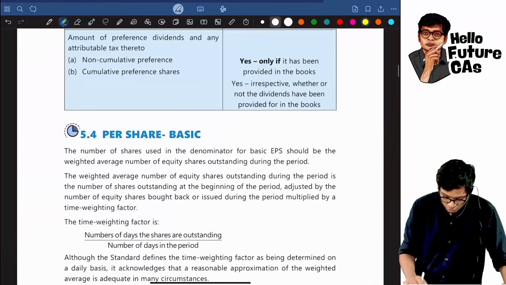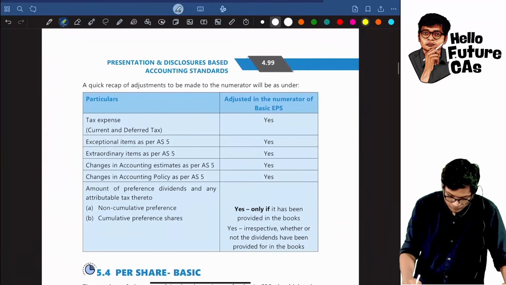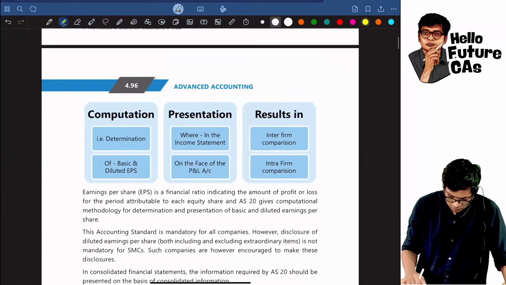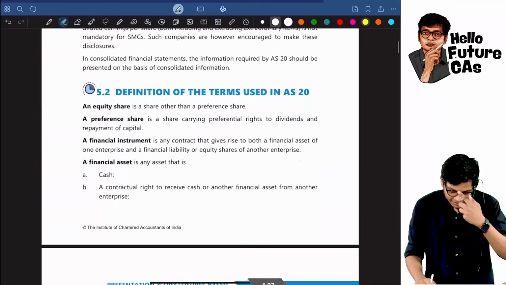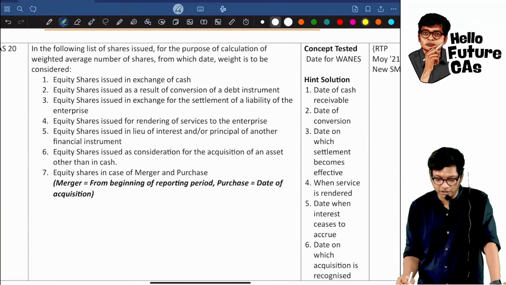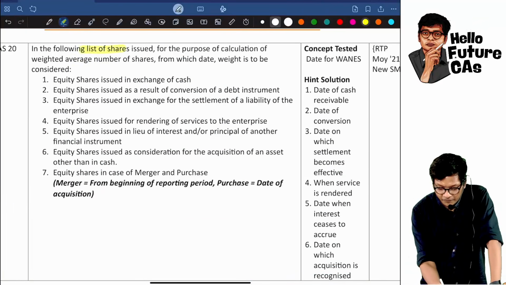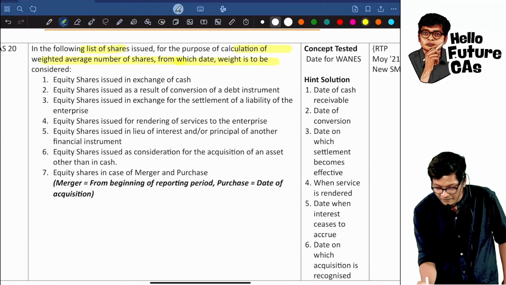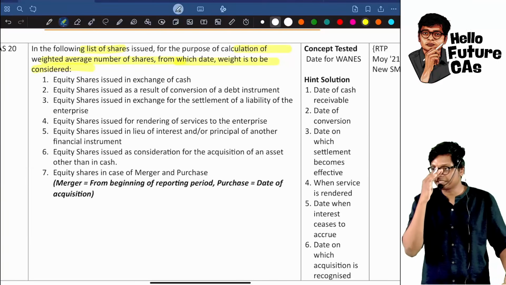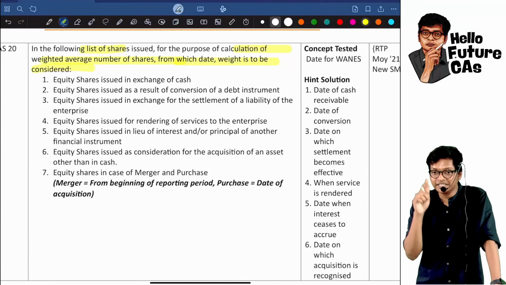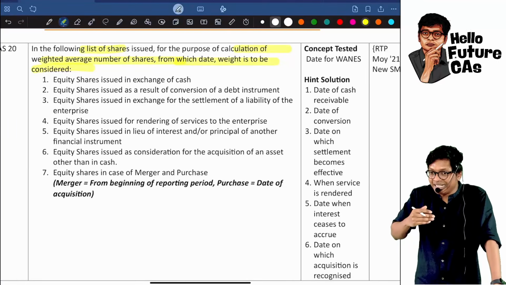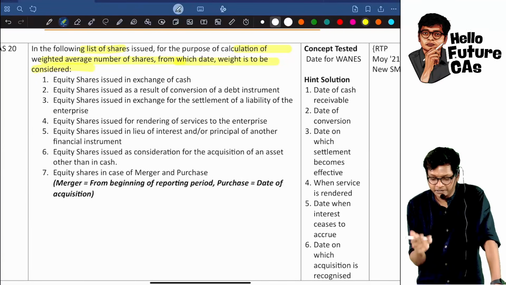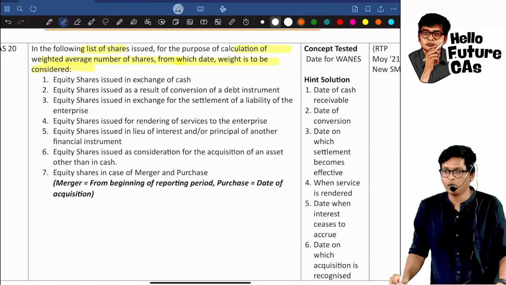Study mat, I will show you. Where is it? Here. Not this. Somewhere in the start it will be there, but okay, fine. It's anyway an RTP question. In the following list, for the purpose of calculation of weights, from which date the weight is considered? That means here previously we did into 5 by 12, from the date on which the new share is issued, like that. This is different cases. What case I will take?